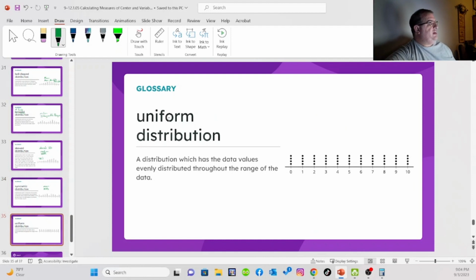And finally, uniform data. Uniform data means it looks fairly the same all the way across. In this case, this uniform distribution is symmetric as well. If I folded it in half, it's going to look the same. There's no outliers on the low end. There's no outliers on the high end. So I could use the mean and the mean absolute deviation.